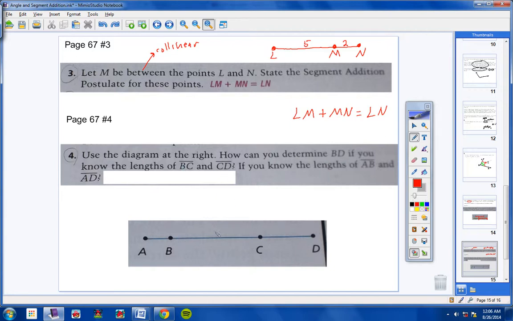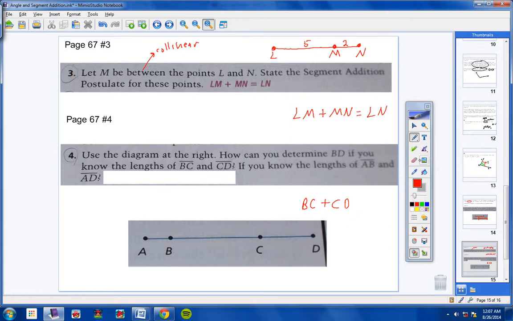Well, let's pretend that BC is 8, and let's pretend that CD is 5. How would you find the length of B all the way to D? If I know that BC is 8 and CD is 5, how would I find the length of BD? Well, would I not add these two numbers together, 8 plus 5? Sure I would. So the answer that they're looking for is this. How would you find the length of BD? You would say BC plus, here's BC, BC plus what? CD. That's how you would find the length of BD.